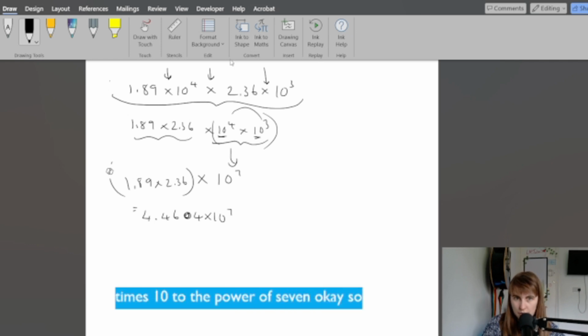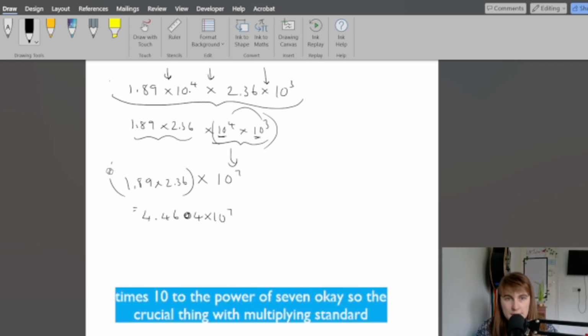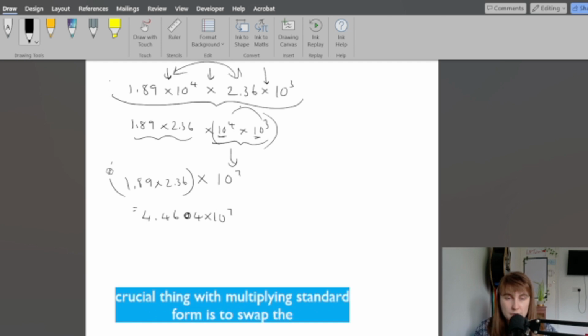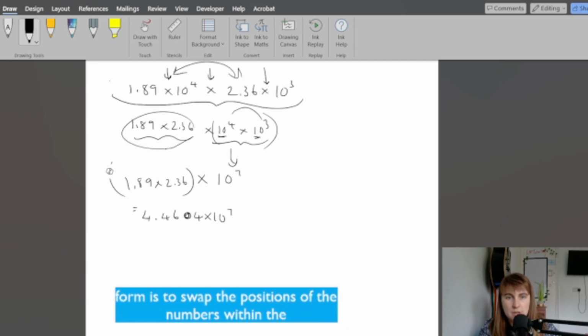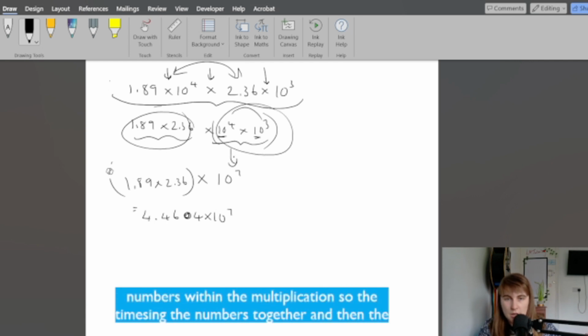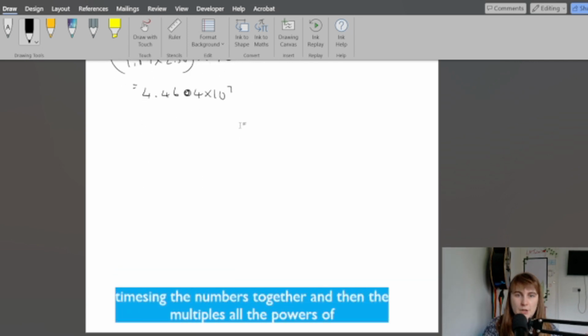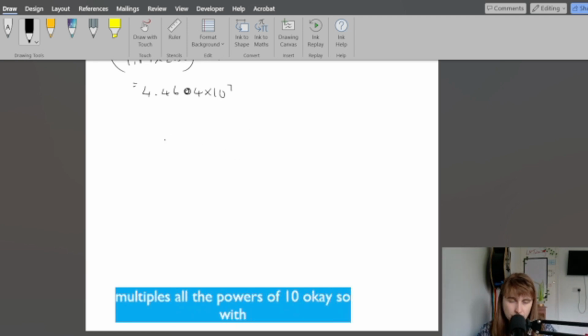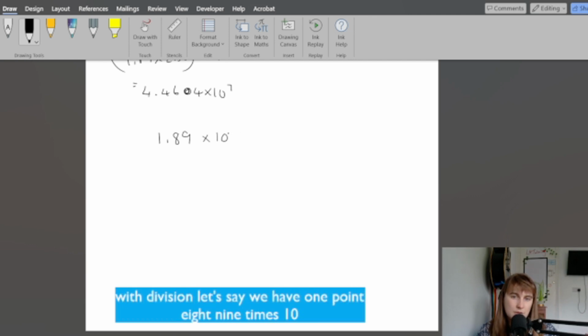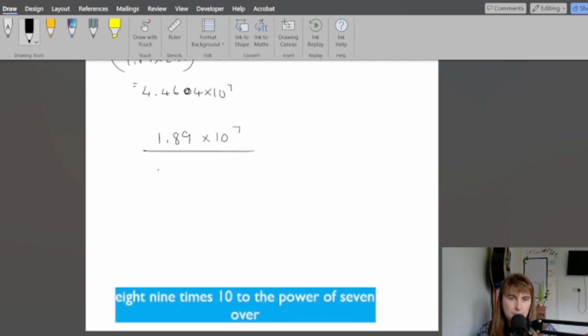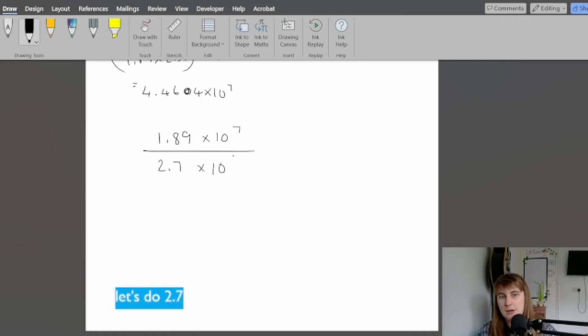Okay, so the crucial thing with multiplying standard form is to swap the positions of the numbers within the multiplication, so that you're timesing the numbers together and then the powers of 10. Okay, so with division, let's say we have 1.89 times 10 to the power of 7 over 2.7 times 10 to the power of 4.